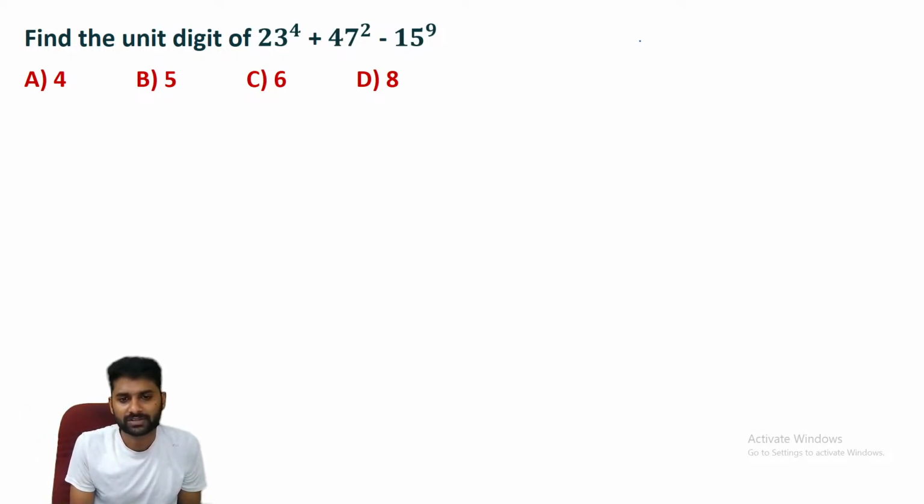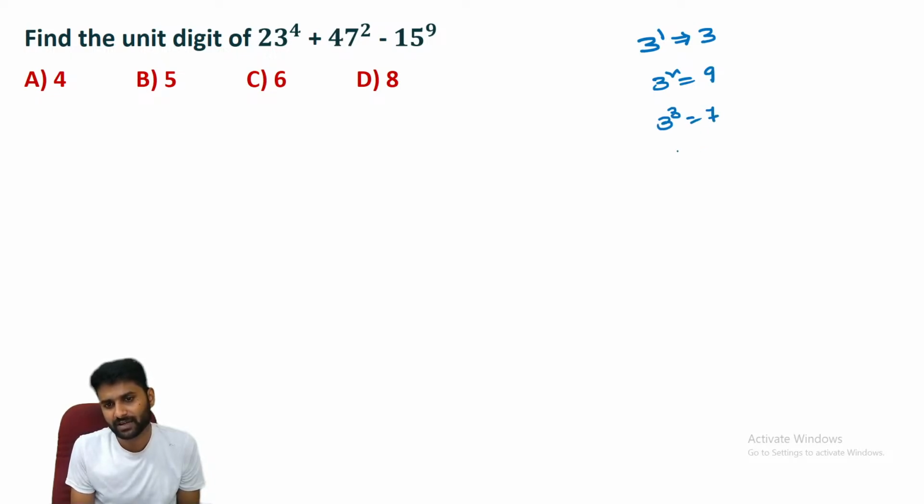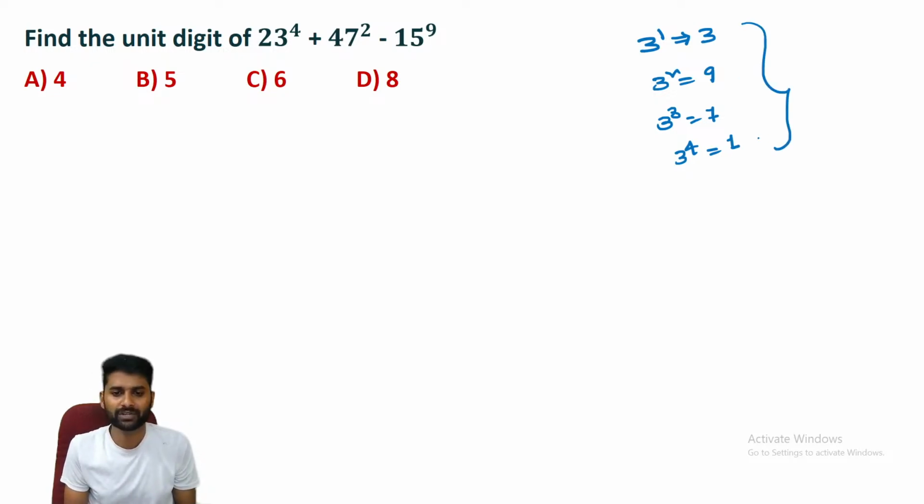You already know that. See, the power cycle of 3: 3 power 1 is 3, 3 square is 9, 3 cube is 27, and 3 power 4 is 81. Now you can see these four digits are repeated every time in the cycles of 3.